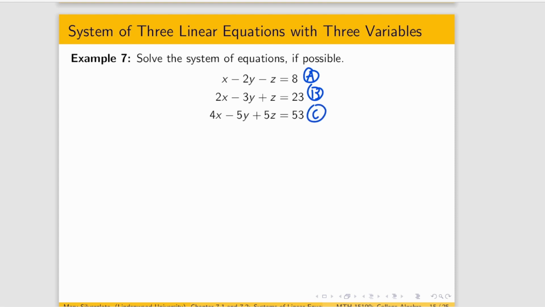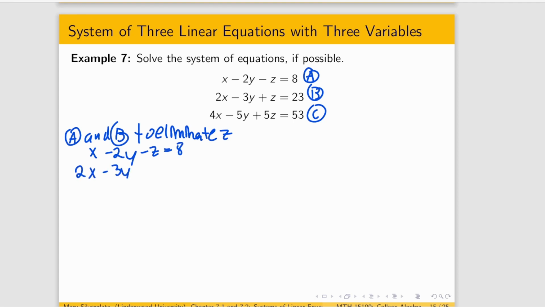All right, so here I'm going to combine first equations A and B to eliminate z. And what's really nice about those is they're actually already set up that way. There's actually no more work needed to eliminate z in that because negative z plus z already does make 0. So x plus 2x makes 3x. Negative 2y minus 3y makes negative 5y. Negative z plus z eliminates to make 0. And 8 plus 23 is 31.